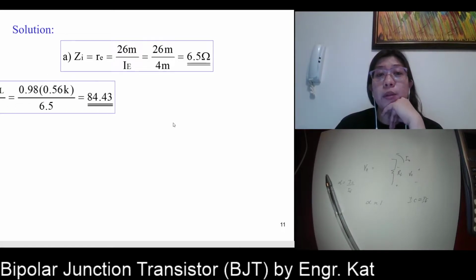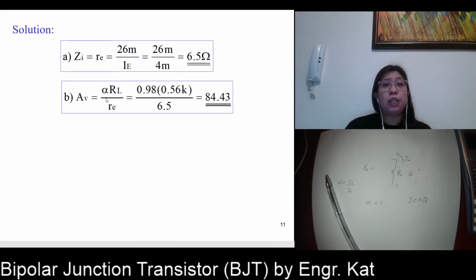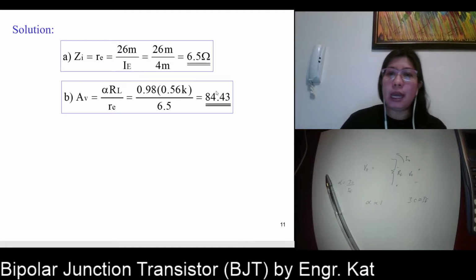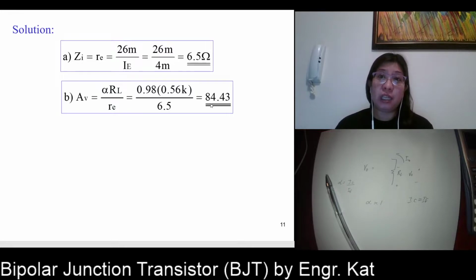For common base configuration, your voltage gain is equivalent to alpha RL divided by RE. We didn't use 1. Why? Because alpha is given. So that is 0.98 multiplied by RL, which is 0.56 kilo ohms, divided by our RE, which is 6.5 ohms. That will give us 84.43. It is unitless. What does this mean, class? This means that your input voltage was amplified 84.43 times.